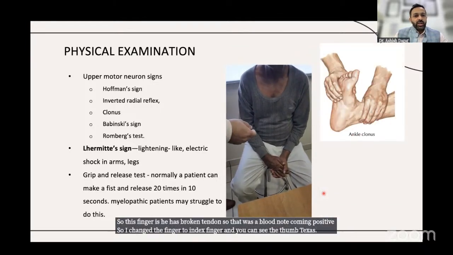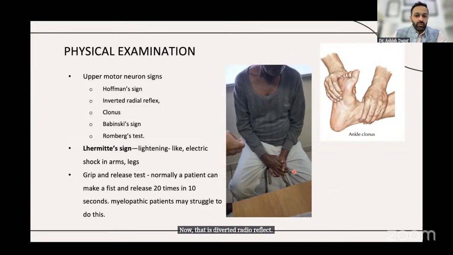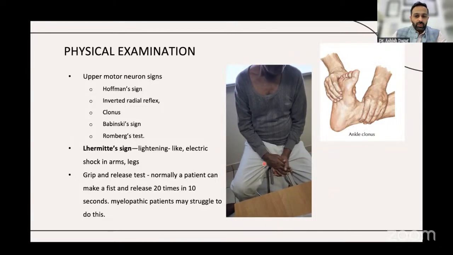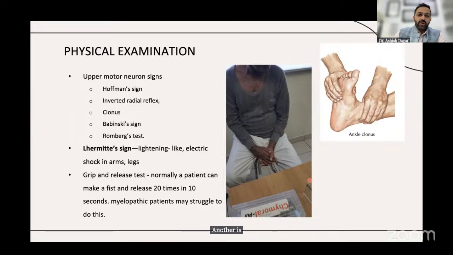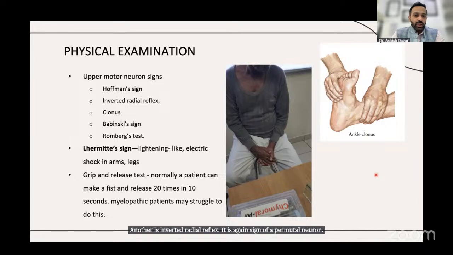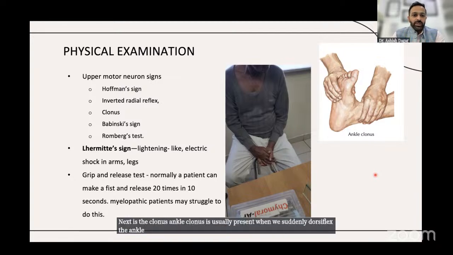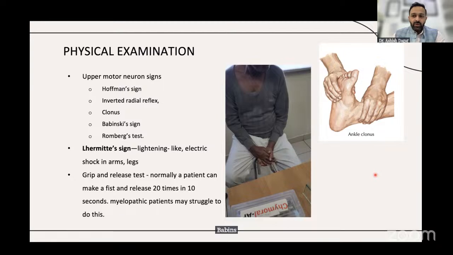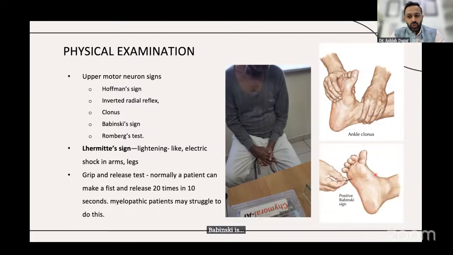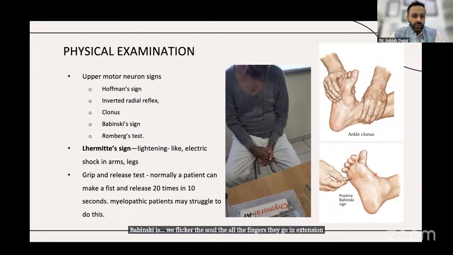Another is the inverted radial reflex. It is again a sign of upper motor neuron involvement. When we tap on the brachioradialis, there is sudden flexion of the fingers. Next is clonus. Ankle clonus is usually present when we suddenly dorsiflex the ankle and sudden jerk-like movements occur. Babinski is when we stroke the sole, and all the toes go into extension and abduction.